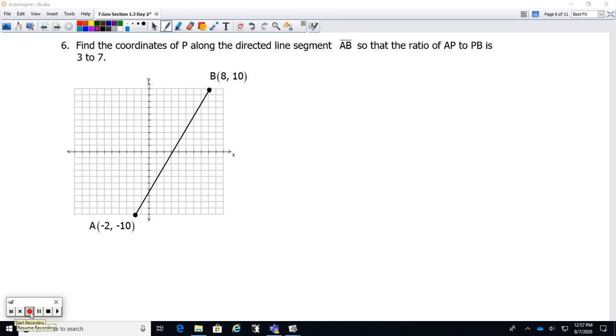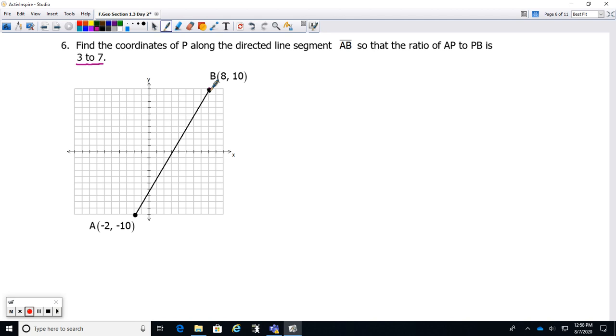Let's try that again, since that was the first time we probably ever done that. This time, it says along the segment, so that the ratio from AP to B, so we're going in this direction again, is in the ratio of 3 to 7. So the smaller number is first, which means it's probably going to be small down here, big all the way up to the rest of the top.